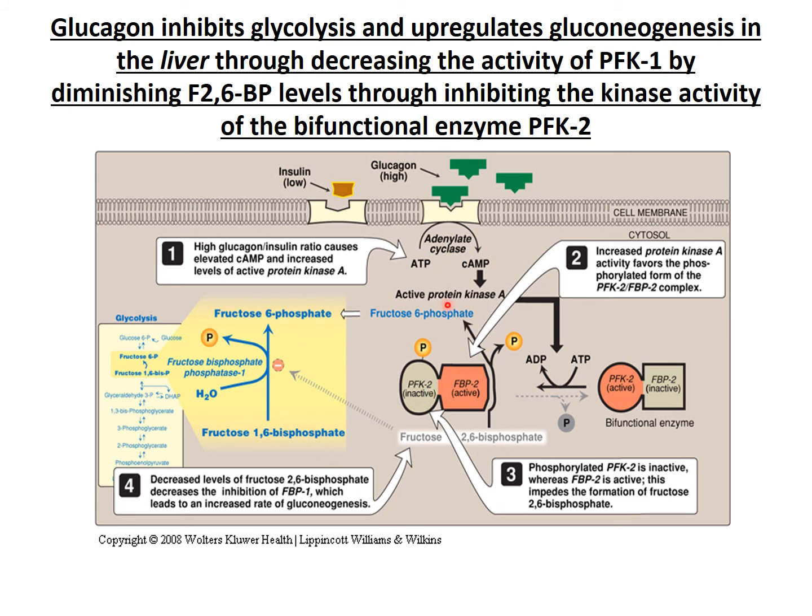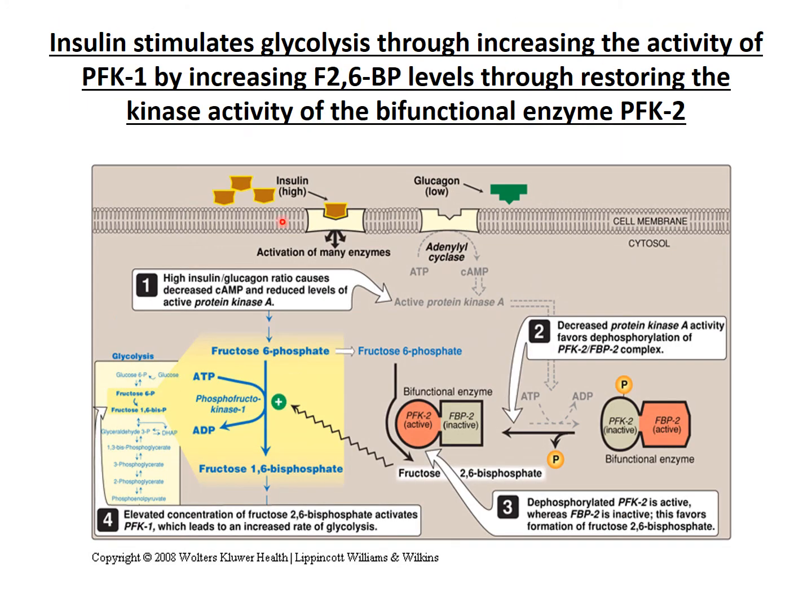Remember these two figures? Glucagon kinases phosphorylating the kinase subunit and stopping glycolysis, which means that gluconeogenesis can go. Insulin opposing phosphatases, removing the phosphate from the kinase subunit of PFK2, will produce fructose 2,6-biphosphate, upregulating glycolysis, inhibiting gluconeogenesis.